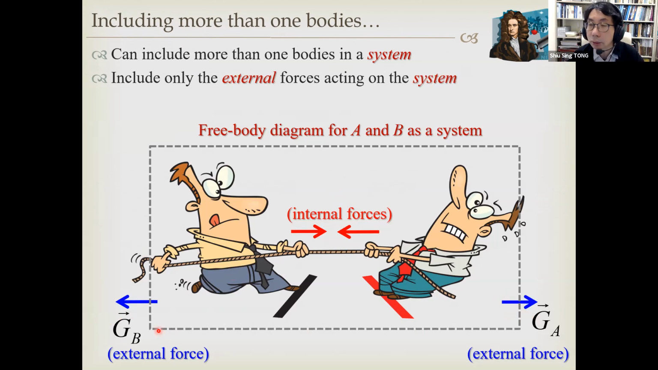So which forces are regarded as external forces acting on the free-body diagram depends on how you choose the system. If you have different choices of the system, you include only one person, or you include both persons, you come up with different external forces.